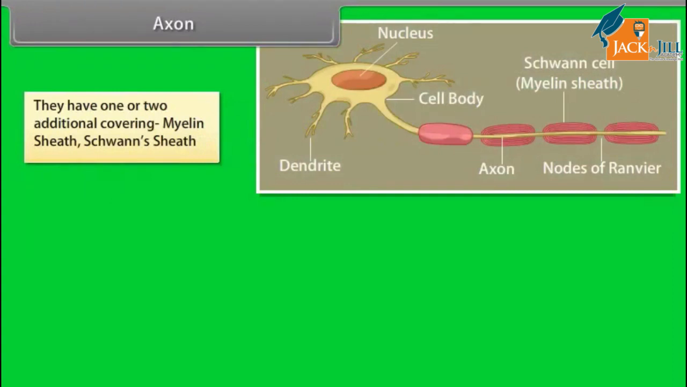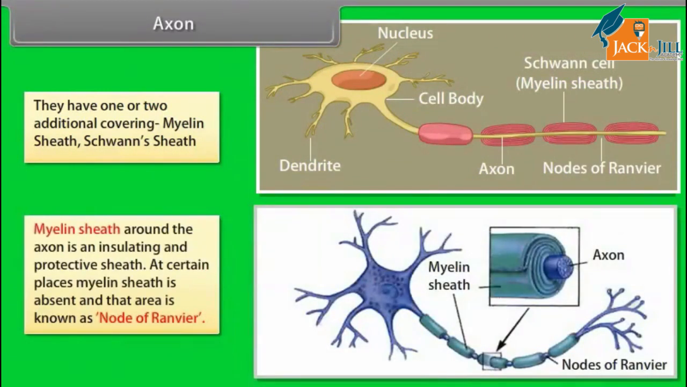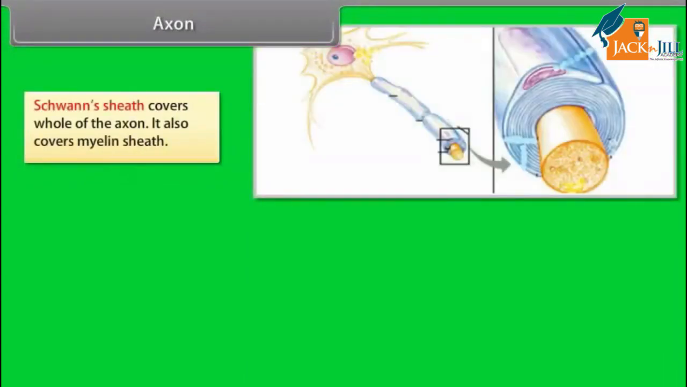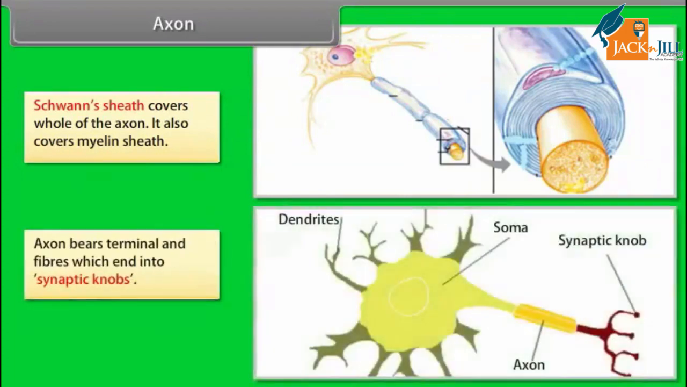Myelin sheath, Schwann's sheath. Myelin sheath around the axon is an insulating and protective sheath. At certain places, myelin sheath is absent, and that area is known as node of Ranvier. Schwann's sheath covers whole of the axon. It also covers myelin sheath. Axon bears terminal fibers which end into synaptic knobs.